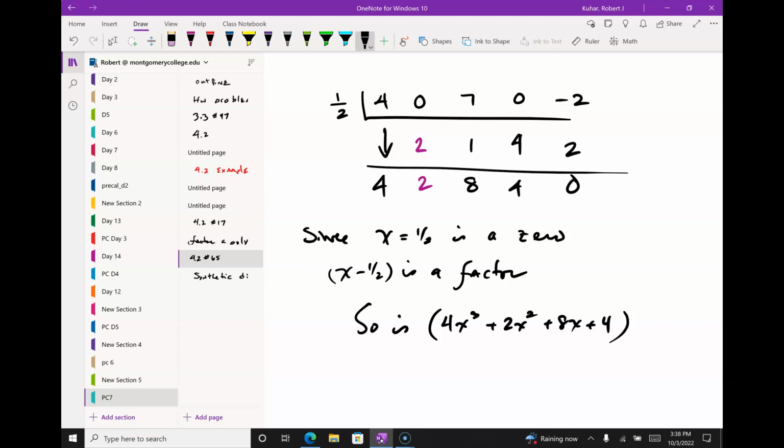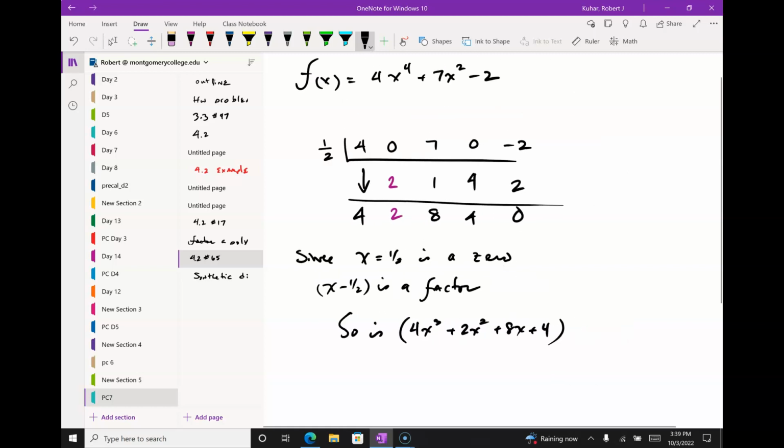That depressed equation is also a factor. That whittled down, right? The one that I chopped into, long divided into, synthetic division. The difference between how we did earlier in this one is they don't give us the g of x. Exactly. So now I know f of x, which is 4x to the 4th plus 7x squared minus 2, is x minus 1/2 times 4x cubed plus 2x squared plus 8x plus 4.